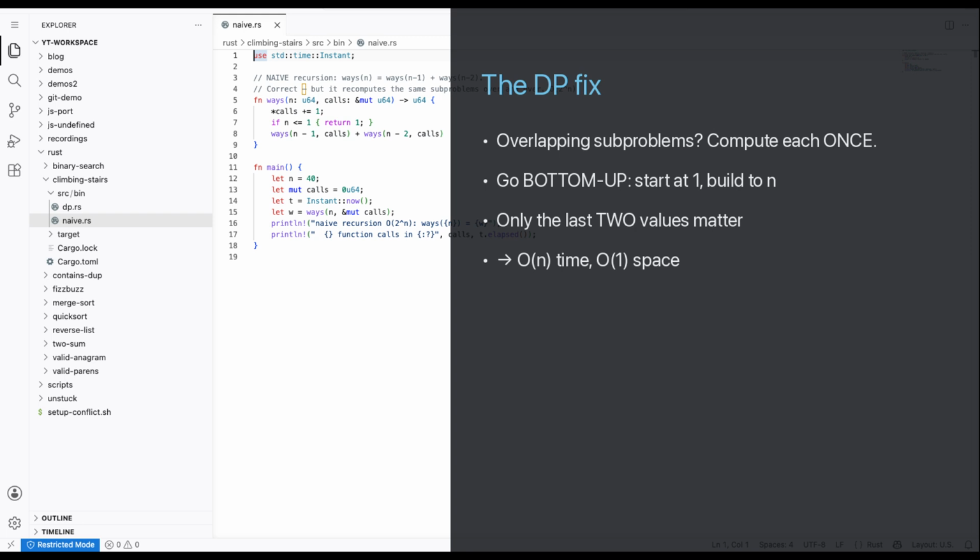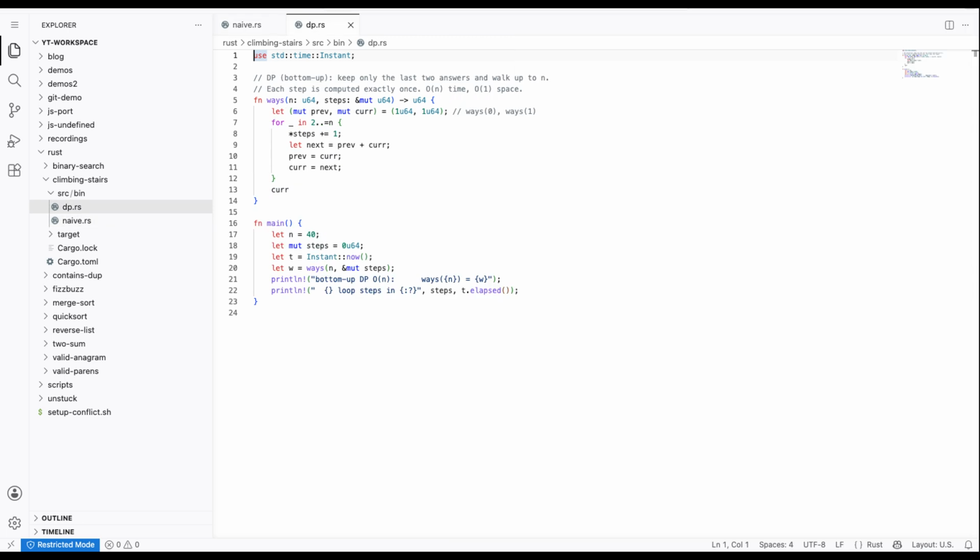Instead of starting at 40 and recursing down, start at 1 and build up. And since the formula only ever looks back 2 steps, we only need to remember the last 2 values. Here's the bottom-up version. Prev and cur start at 1 and 1. Each loop step computes next as their sum, then shifts the window forward. No recursion, no memory of anything but 2 numbers.